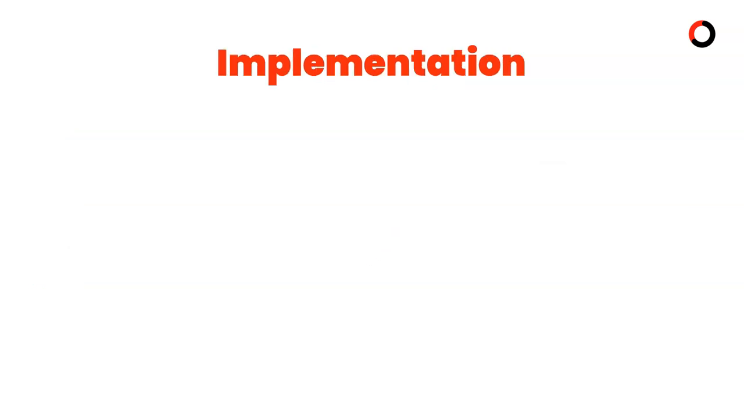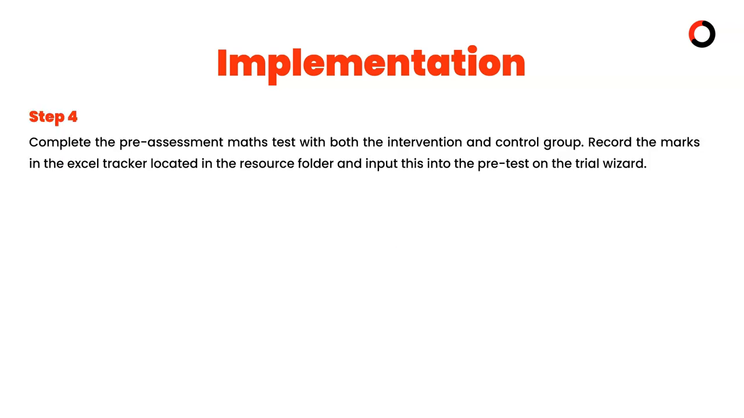So moving on to the implementation stage. Step 4. Complete the pre-assessment maths test with both the intervention and control groups. Record the marks in the Excel tracker and then input this into the pre-test on the trial wizard. As this is class level data, it would be best if you've got another member of staff who can then read out the scores when you input these in. This will just save a bit of time.